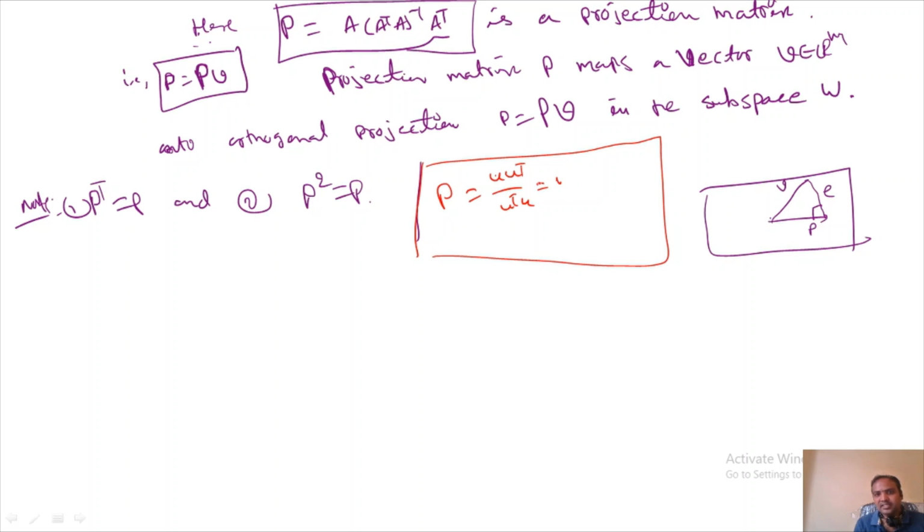That means same thing. This is the one dimensional case. One dimensional means it's a line. That we get the same thing. This is a projection matrix in one dimension. This is the n dimensional case, more than one dimension.